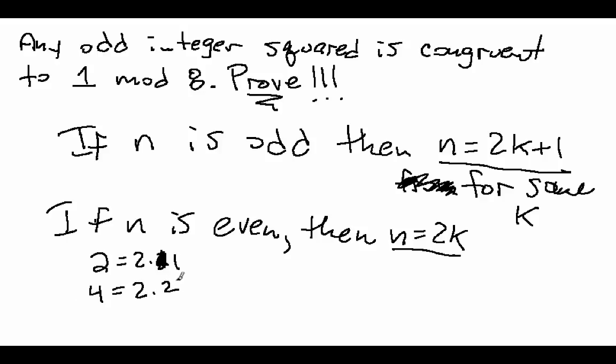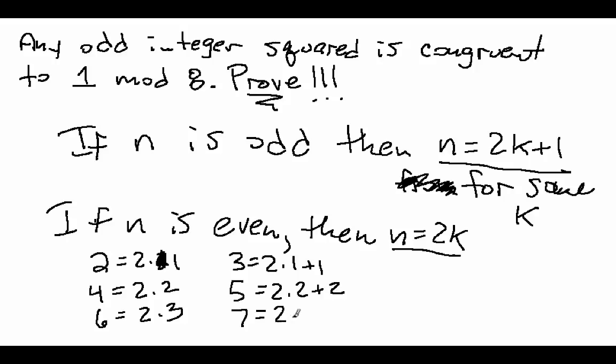4 is equal to 2 times 2. 6 is equal to 2 times 3. In other words, even numbers are 2 times some integer. If I come over here and I look at my odd numbers, 3 is equal to 2 times 1 plus 1. 5 is equal to 2 times 2 plus 1. 7 is equal to 2 times 3 plus 1. Okay, but you can see that all of these over here are taking the form of 2k plus 1, and all of these over here are taking the form of 2k.